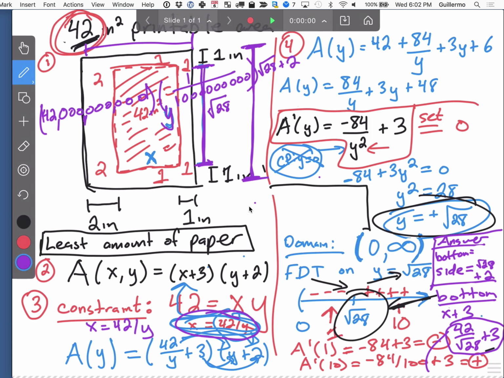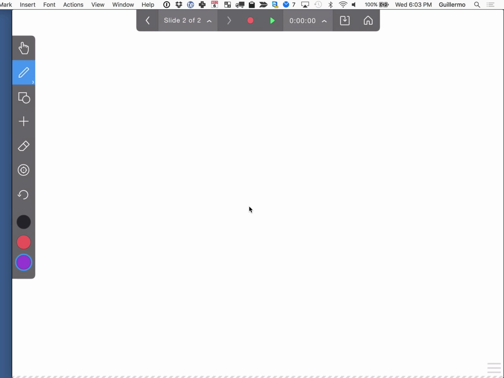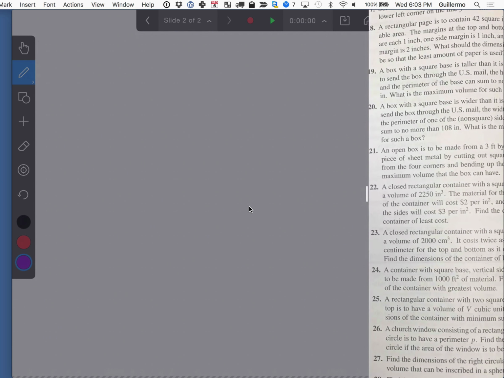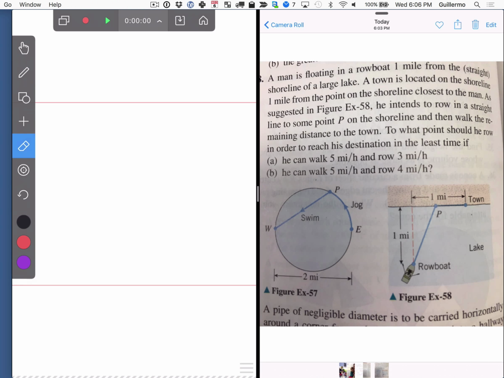Any other questions? Fun times, right? Okay. All right, let's do another one. Fun times with optimizations. All right, so we're gonna do the rowboat problem. Are you guys ready? Okay, so it says, ignore the circle picture. That's for a different problem.